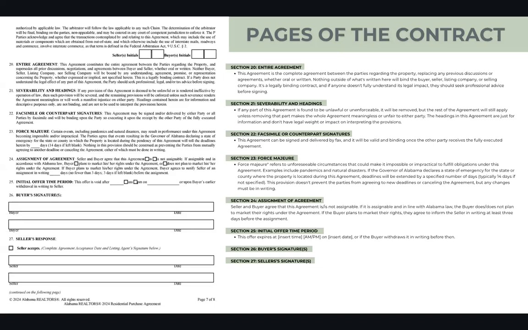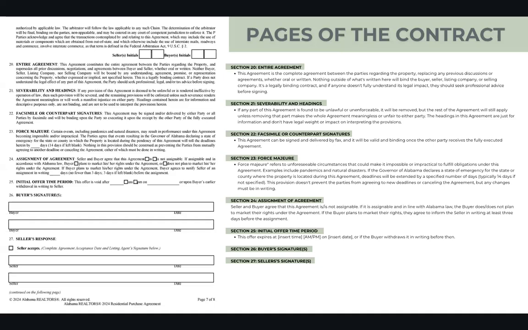Section 21, severability and headings. If any part of this agreement is found to be unlawful or unenforceable, it will be removed, but the rest of the agreement will still apply, unless removing that part becomes unfair to either party. So just because you remove one part or if one thing is not applicable, the rest of the agreement still stands. Section 22, this agreement can be signed and delivered by fax, and it will be valid and binding once the other party receives the fully executed contract.